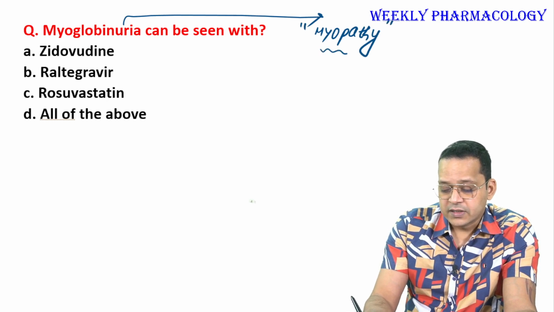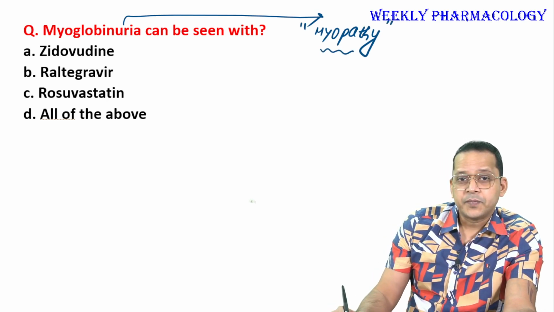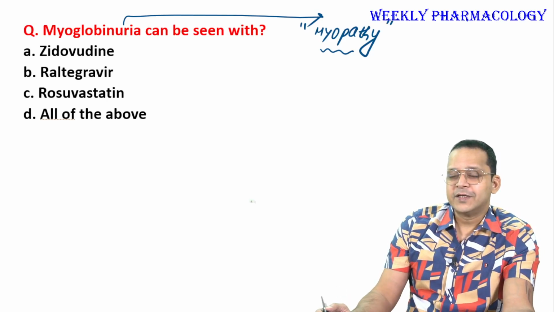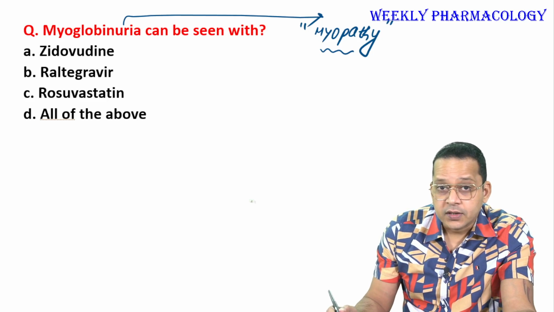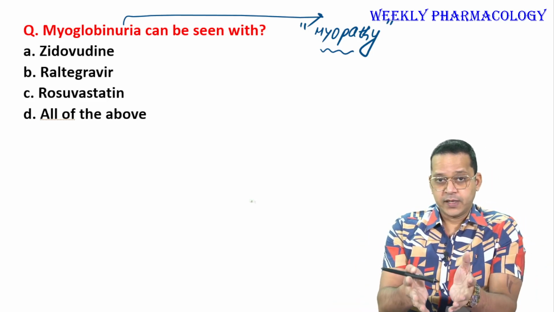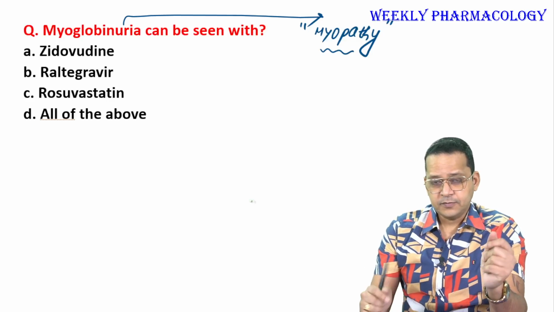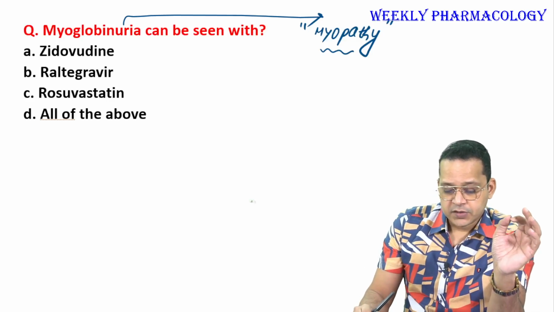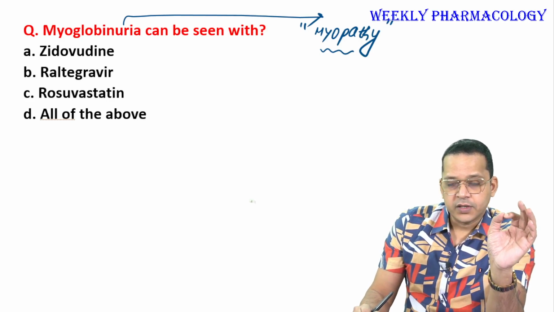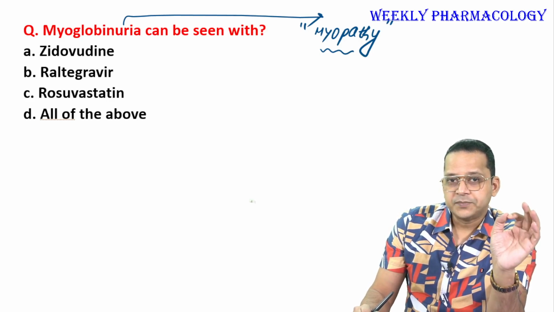Myoglobinuria, it is a result of myopathy. It is a result of myopathy. So all I'm asking you guys, which drug causes myopathy? What is the answer? Let me know the answer in the comment box. Come on. Comment. What is the answer? Zidovudine, raltegravir, rosuvastatin, all of the above. What do you think is the answer?